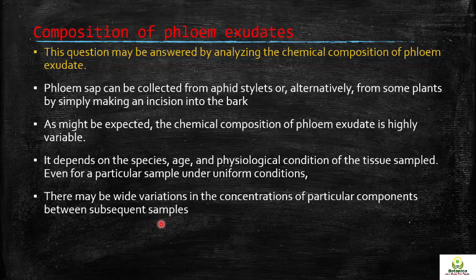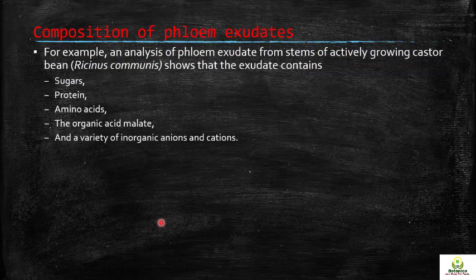there are also other compounds, like nitrogenous compounds and hormones, which are transported along with the food molecules, and their concentration differs from one physiological condition to another. For example, analysis of the phloem exudate from Ricinus communis shows that the exudate contains sugars. It also contains proteins, amino acids, the organic acid malate, and a variety of inorganic anions and cations. In the sugars we have raffinose, stachyose, and the most abundant, sucrose, which is translocated from source to sink. We also have different types of proteins which are translocated.